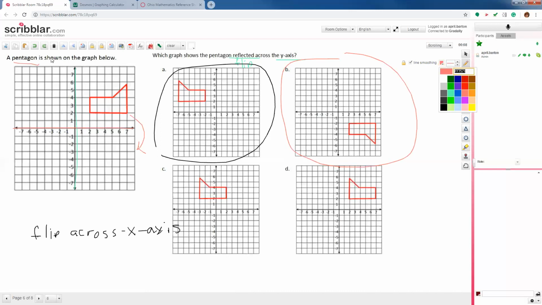I'd also like to point out it used the word pentagon. Normally when we think of a pentagon, we think of this shape. But really, what makes something a pentagon is it has 5 sides. And even though this shape looks almost like a boot, it's still made up of 5 straight lines, so it's still considered a pentagon.